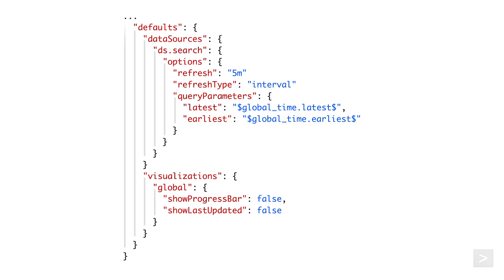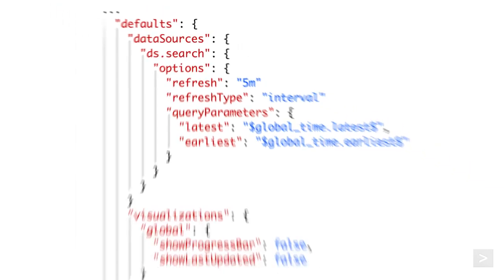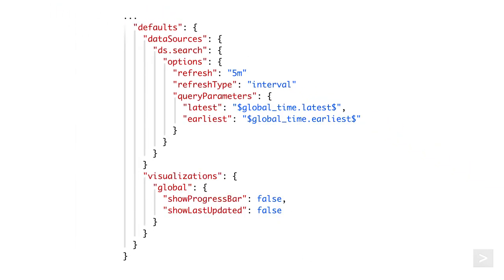By default, visualizations on a dashboard will not automatically refresh. The refresh option allows us to define a time interval for automatically running a search and updating related visualizations. If your dashboard uses chain searches, these will automatically refresh when the base search is refreshed.